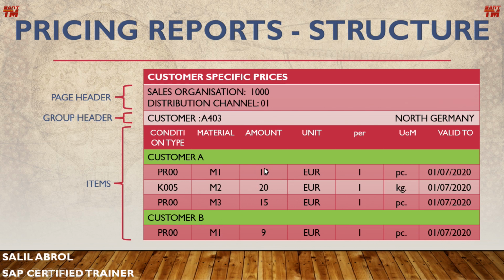So we are on the final price. That means we are analyzing our condition records for a particular customer for a particular time period. So this is how pricing reports work on condition records, for analysis of condition records and getting their overview. I hope the definition and the structure of pricing reports are clear to you, and how the pricing reports are helpful to us is also clear using this slide.